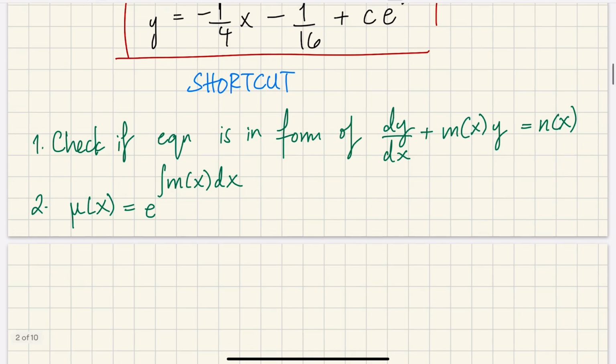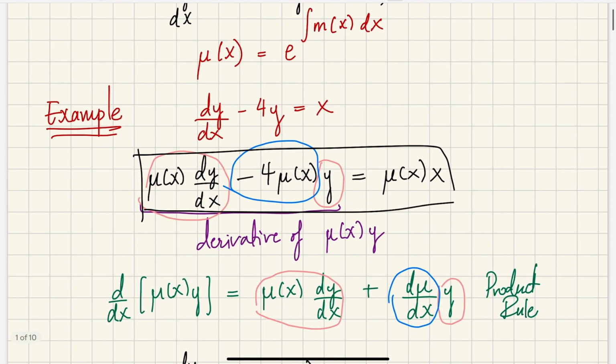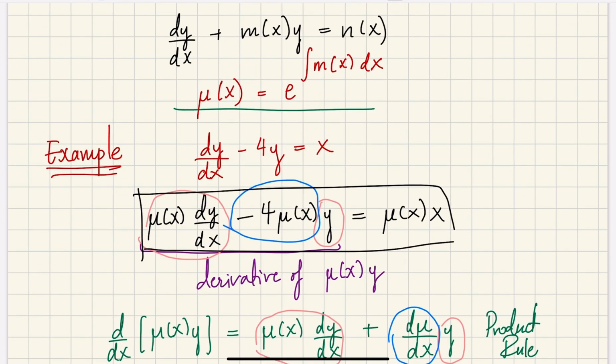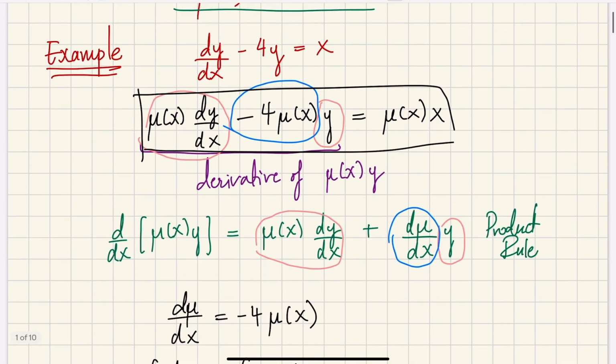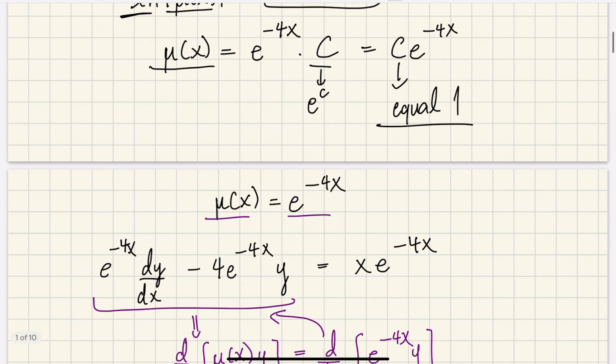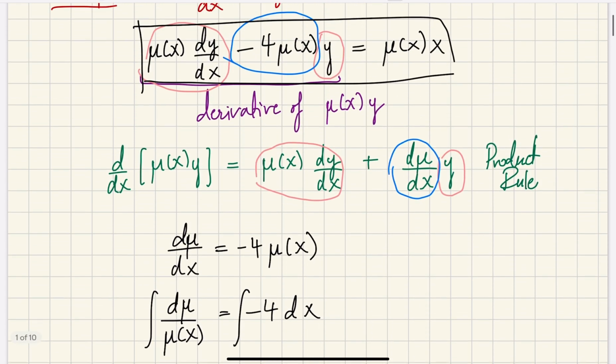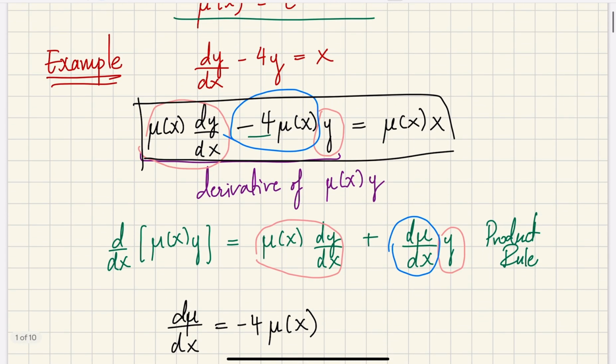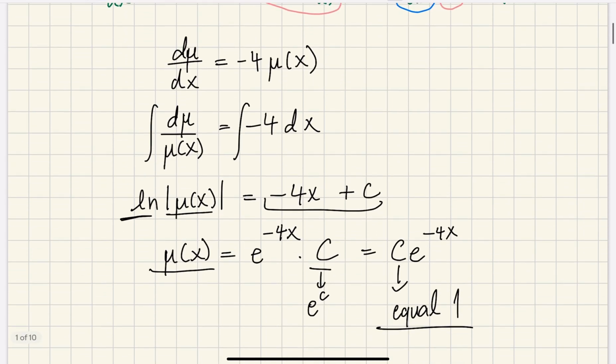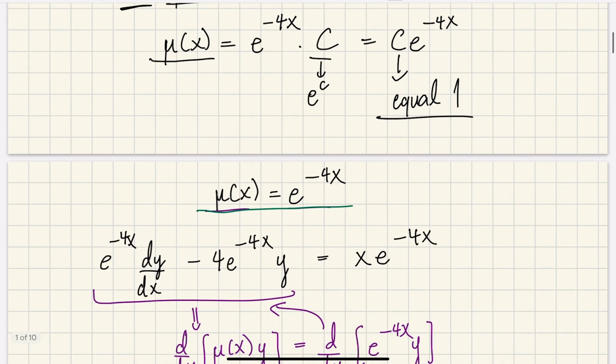This is the same thing that we defined all the way here, and it is also proved by what we found here. We found here that mu of x is equal to e to the power negative 4x. M of x here is negative 4. E to the power, the integral of negative 4 dx, is e to the power negative 4x.